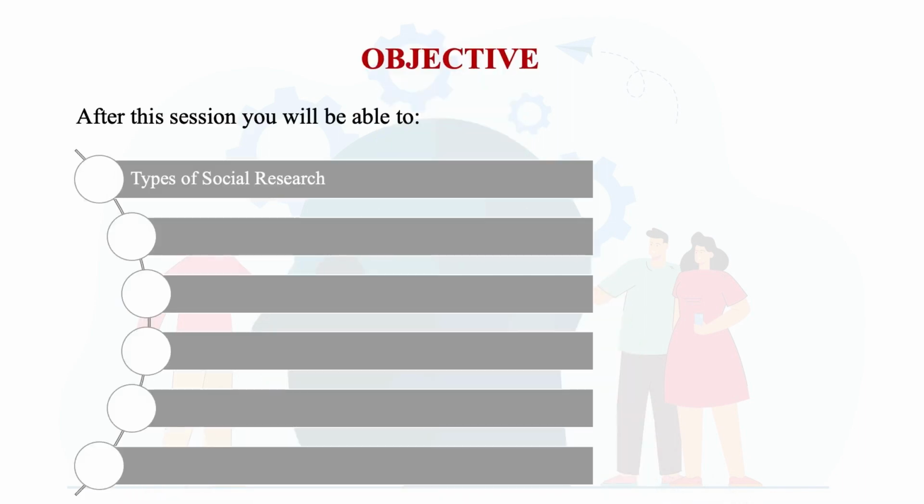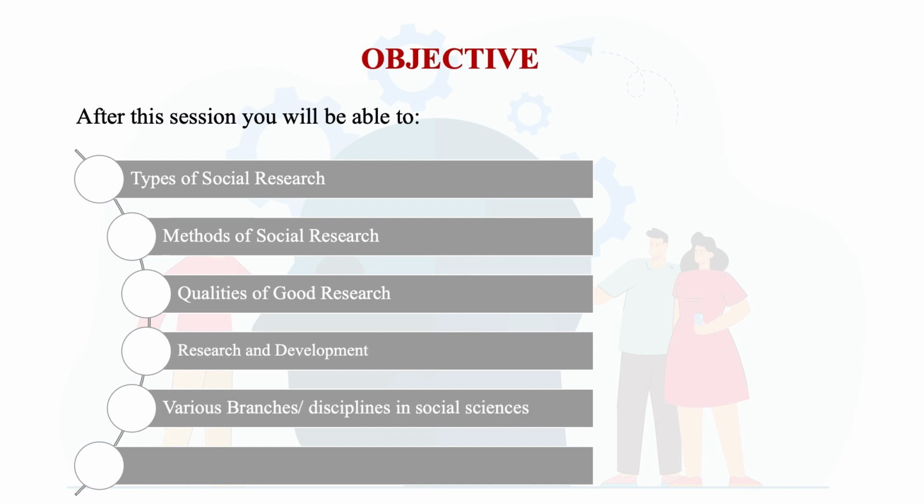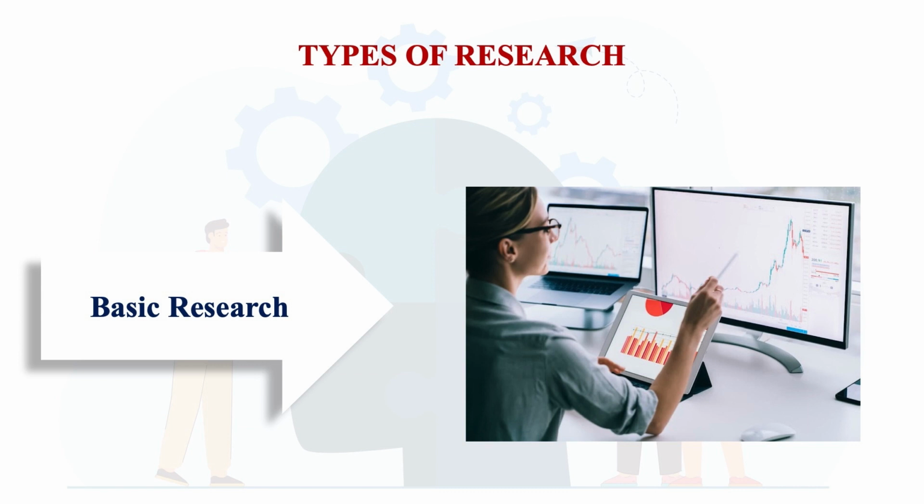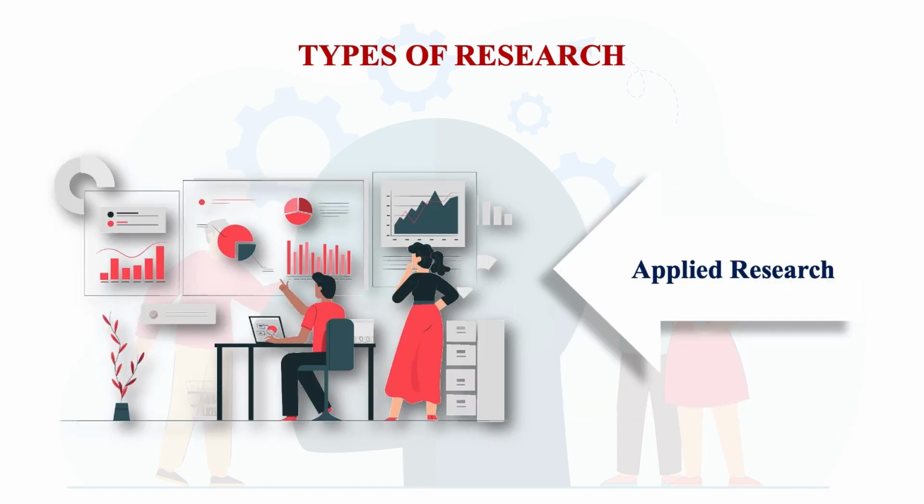But in part 2, we'll talk about types of social research, methods of social research, qualities of good research, research and development, various branches and disciplines in social sciences, and the conclusion. So let me start with types of research. If we talk about types of research, there are two types. The first one is basic research, then applied research.